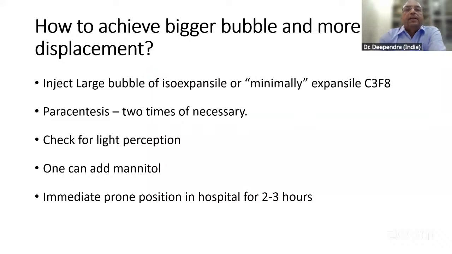Another thing which is very important when we are managing these submacular hemorrhages is that we need to have a very large bubble on table itself. That's the reason we try to use isoexpansile gas for this pneumatic displacement. So what we do is, if we are using C3F8, we take around 0.2 and make it 1 so that it gets nicely diluted, and we try to give 0.4 or 0.5 ml of big gas bubble.